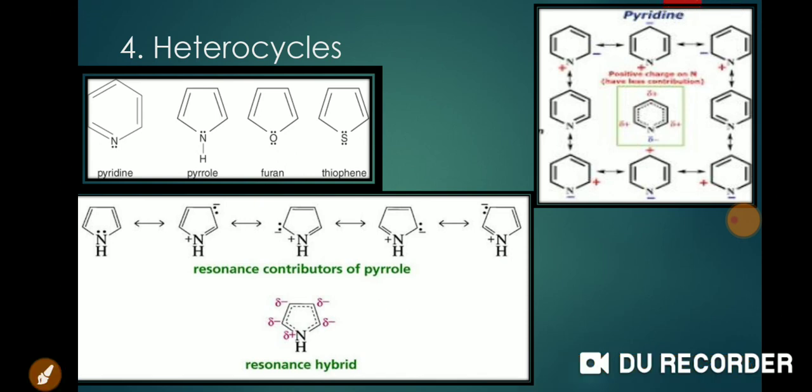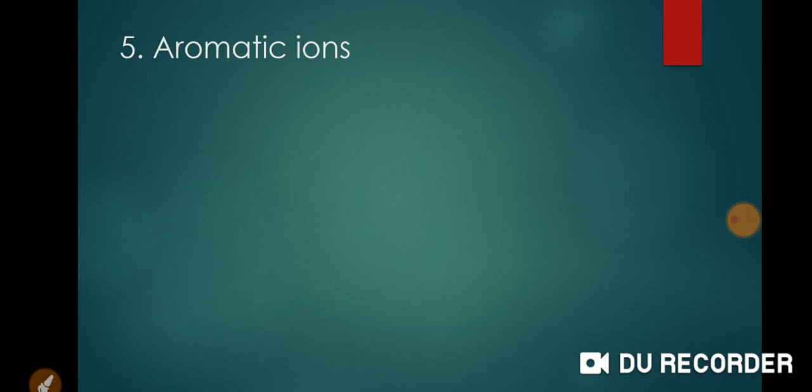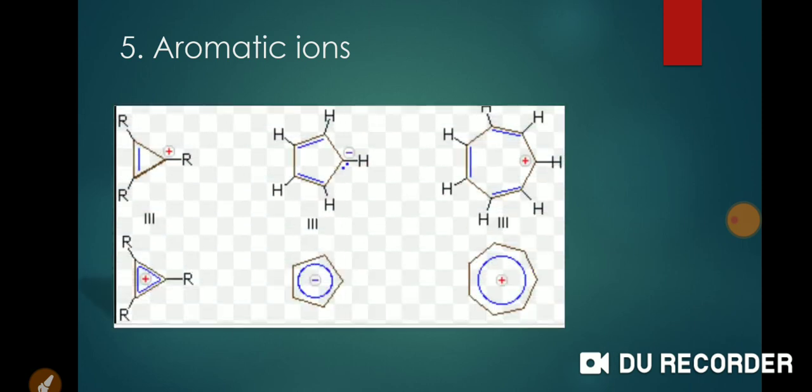Then let us proceed towards another slide, which is aromatic ions. We have already discussed the cyclopentadienyl anion, then the cycloheptatrienyl cation in today's lecture, along with the cyclopropenyl cation we have already studied. All these systems we have already discussed in the previous lectures. All of them are stable due to the formation of charge on them.